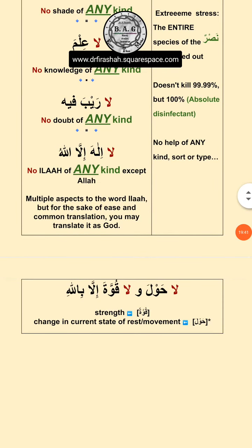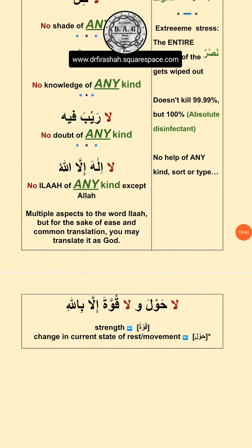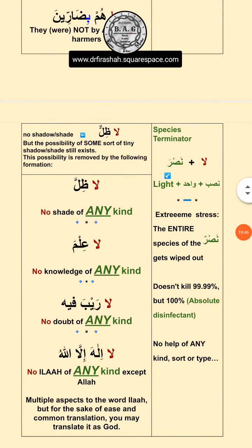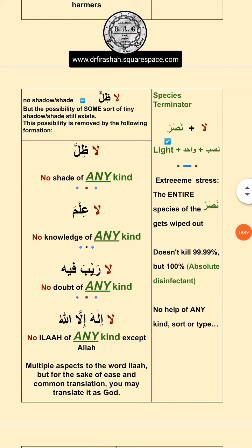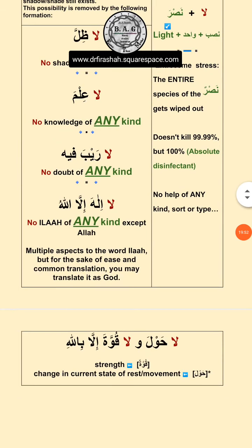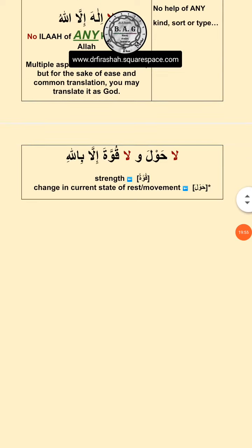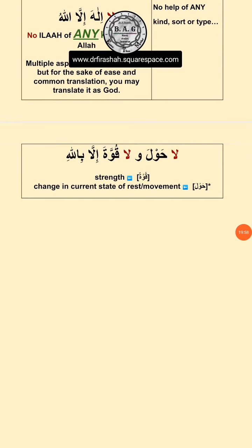all right, except Allah. All right, now that you, inshallah, I hope so, have understood this formation, la zillu, la zilla, la ilma, la raiba, la ilaha, now you'll be able to understand this. La hawla wa la quwwata illa billahi. Okay, so let's just analyze it a bit. Not only does this statement have the neither nor stress, okay, that neither is there hawl nor is there quwwah except with Allah. Okay, quwwah means strength, and hawla means change in the current state of rest or movement. Okay, I'm going to elaborate what this word means.